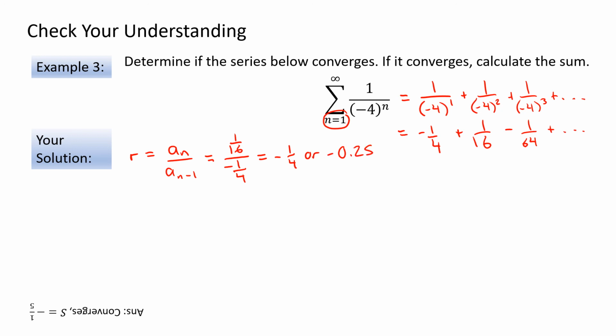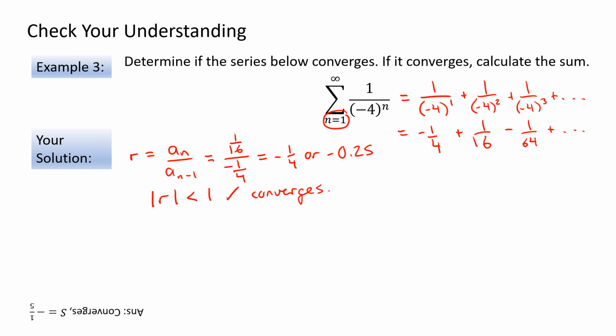Now remember, to check if this converges, our ratio, absolute value of it, has to be less than 1. So the absolute value of this is less than 1 because it's 0.25. Okay, so we know that it converges.